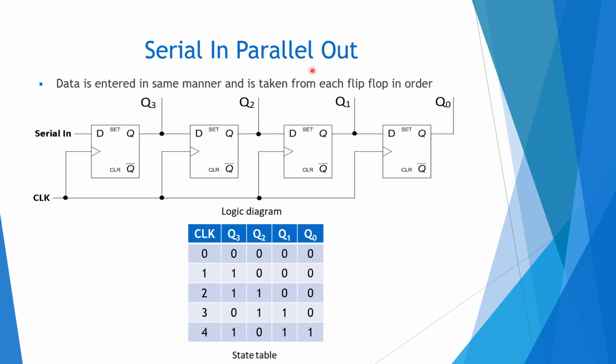Next one is serial in, parallel out. The structure is the same, but we are taking the parallel out from each flip-flop output. In the earlier one we took the serial out from the LSB, but here we are taking the parallel out from each flip-flop. Data is entered in the same manner and is taken from each flip-flop in order, that is MSB to LSB. So we enter the data 1011 in the same manner, and we take the parallel out from each flip-flop.